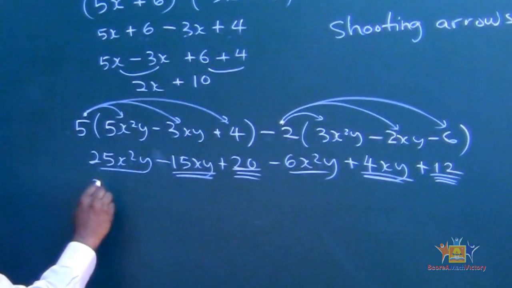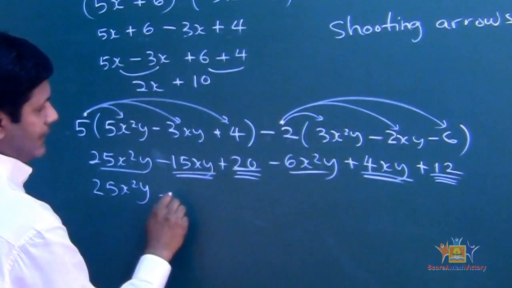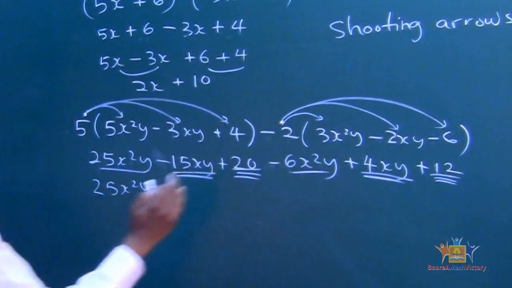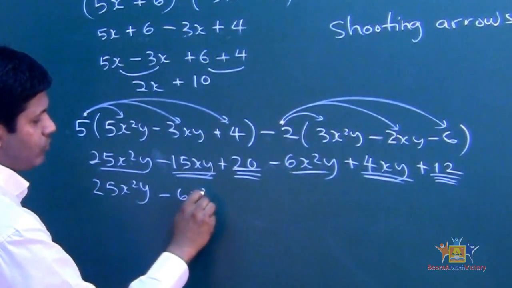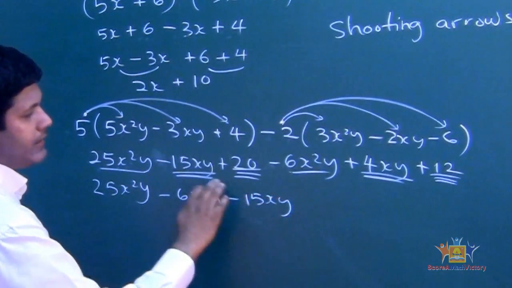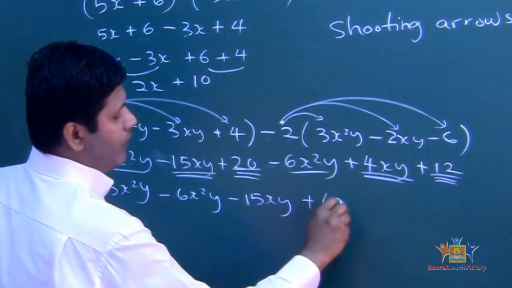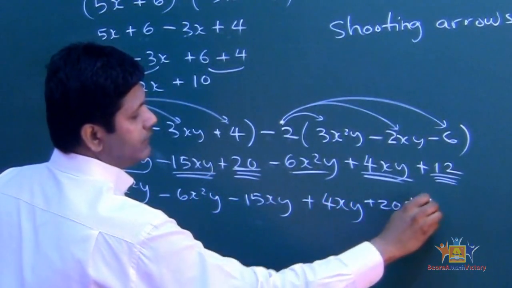Let's gather them. 25x squared y negative. See that? Belongs to that. Always look what's next to that number. Alright? Is it positive or negative? So negative 6x squared y. Negative 15xy. Positive 4xy. Positive 20. Positive 12. See that?